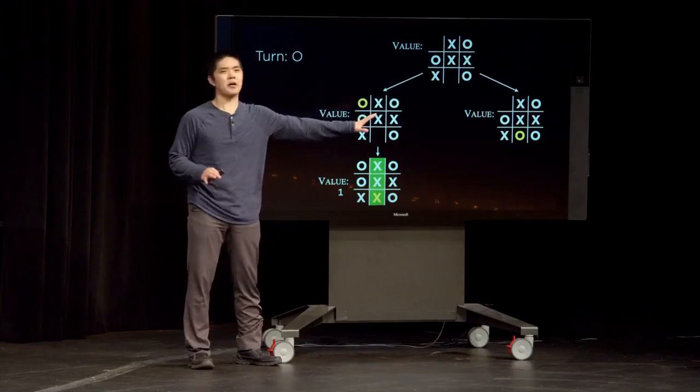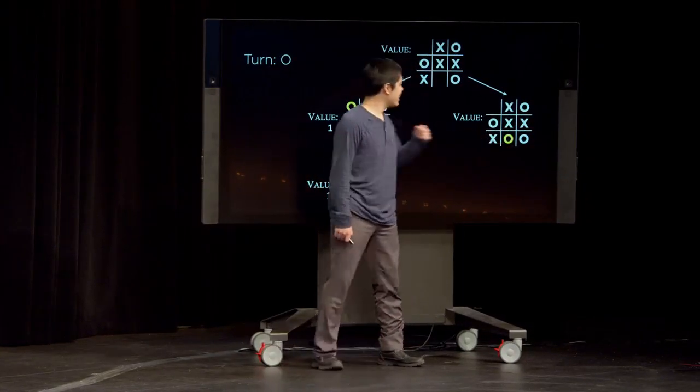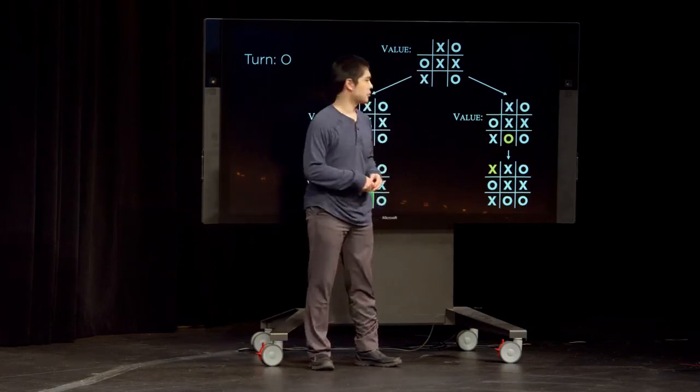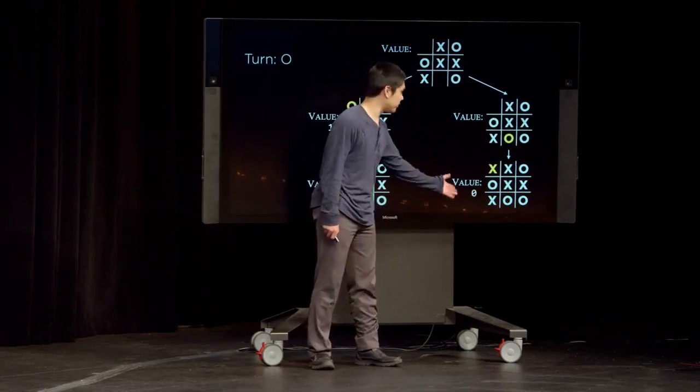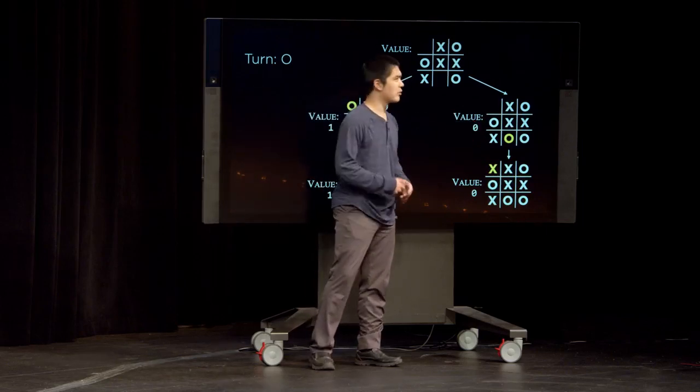So let's consider the other possible choice. O could also have blocked X by playing in the bottom here. And in that case, that's going to lead to X playing in the upper left. It's the only other possible option. That board has a value of 0. It's a tie since nobody won, which means this board also has a value of 0.